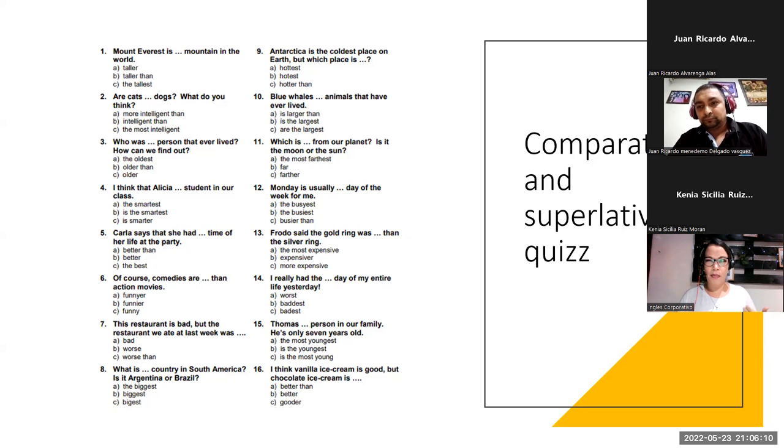Entonces, les mencioné un meeting anterior que cuando va al final el comparative es porque ya se mencionaron anteriormente las dos cosas. Entonces, el than ya no es necesario. O sea, si es comparative, pero no se menciona el than, ya es implícito que es comparative, porque ya mencionamos anteriormente las dos cosas que estamos comparando. Ok. Excelente.